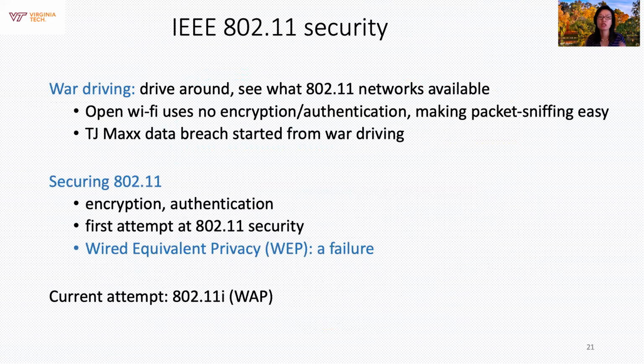Security is important. The TJ Maxx data breach we mentioned before actually started because the person was doing war driving, which is a very odd name, but it refers to looking for open Wi-Fi hotspots. And he found one when he was driving on Route 1 in Miami, Florida.